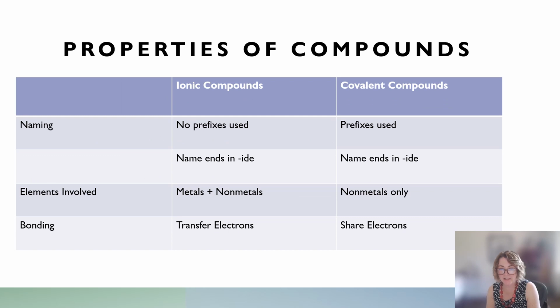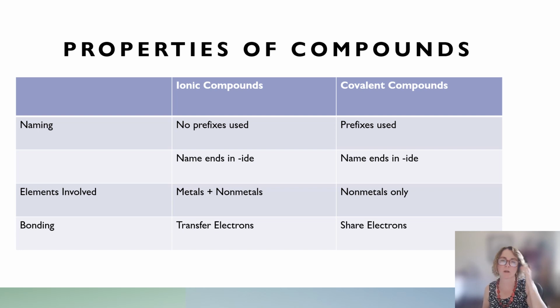Okay, this is taking everything that we have learned in the last few chapters and putting this together. And if it were me, I would definitely print this out or write this out so that I would have this as a study guide for myself as I'm going through figuring out whether or not I'm dealing with an ionic compound or a covalent compound.